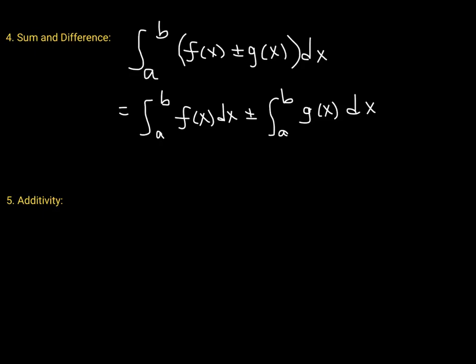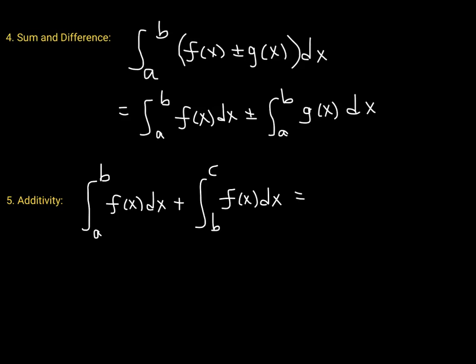The next rule is the additivity rule, and it basically says that the integral from a to b of f of x dx plus the integral from b to c of f of x dx is equivalent to the integral from a to c of f of x dx. Notice here you're going from a to b and then from b to c, so let's just go from a all the way to c.